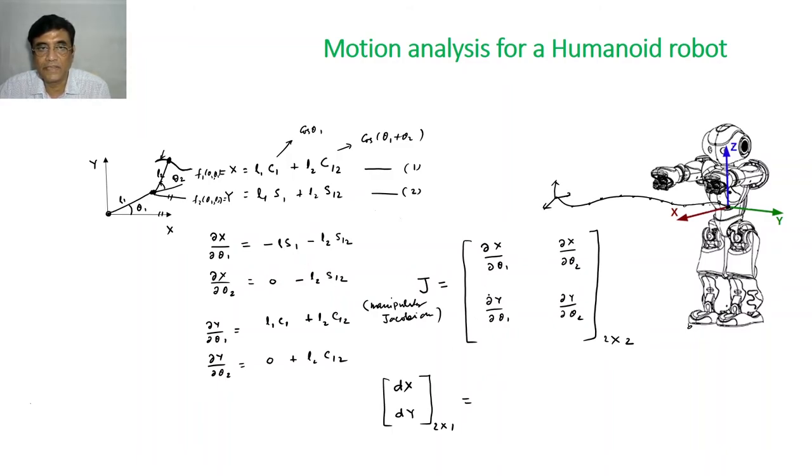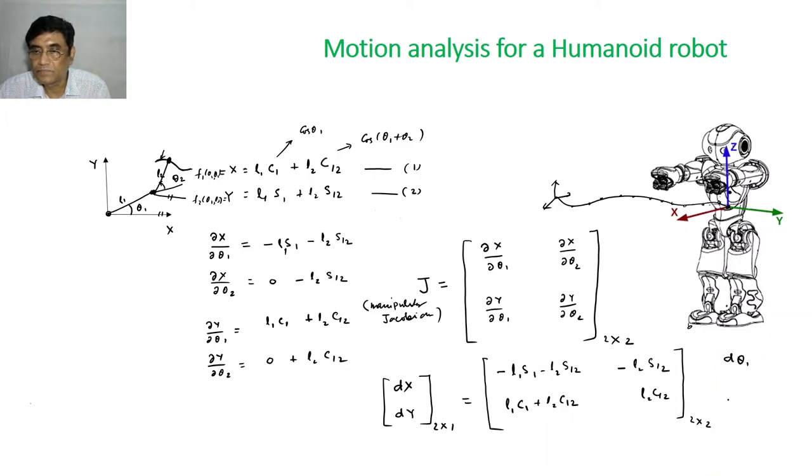Now I will collect the values and put them here to give you the exact shape. First row, first element: minus L1 sine theta 1 minus L2 sine(theta 1 plus theta 2). First row, second column: minus L2 sine(theta 1 plus theta 2). Second row, first column: L1 cos theta 1 plus L2 cos(theta 1 plus theta 2), and the other one is L2 cos(theta 1 plus theta 2). So this is a 2×2 matrix. Differentiating this function, I got this relation, and this is called the manipulator Jacobian matrix.